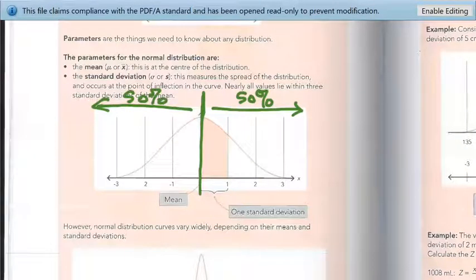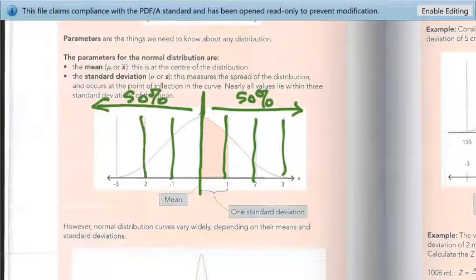50% is below the mean. And because these standard deviations are always equal, we could tell you how much each one of these is as well. And we're going to look at those. They have a standard amount as well.